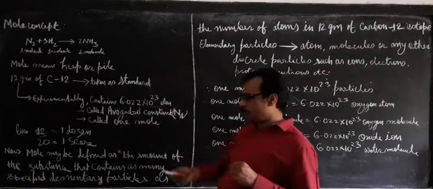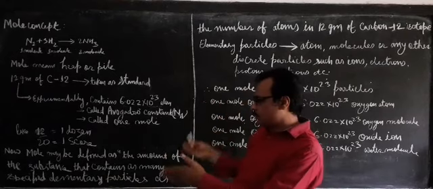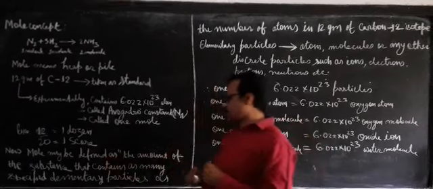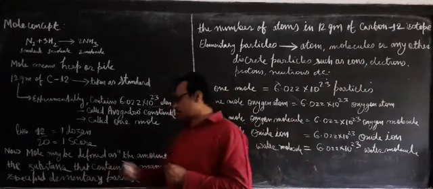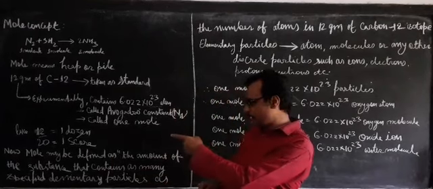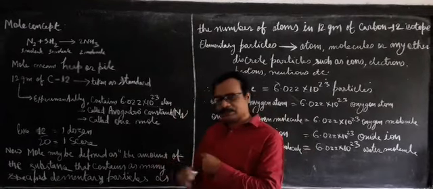I think you have understood. So now we can define the mole. What is a mole? Mole may be defined as the amount of the substance. So mole is nothing, it's an amount. It is the amount of the substance.